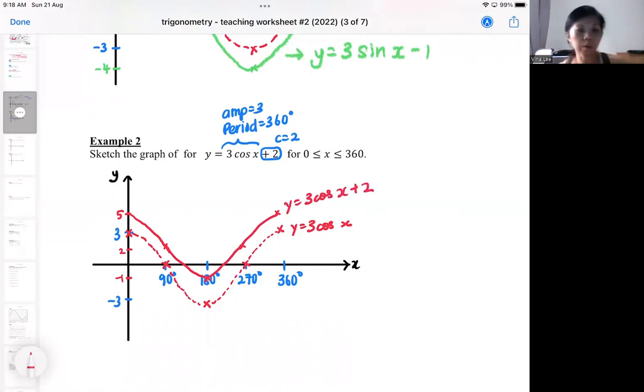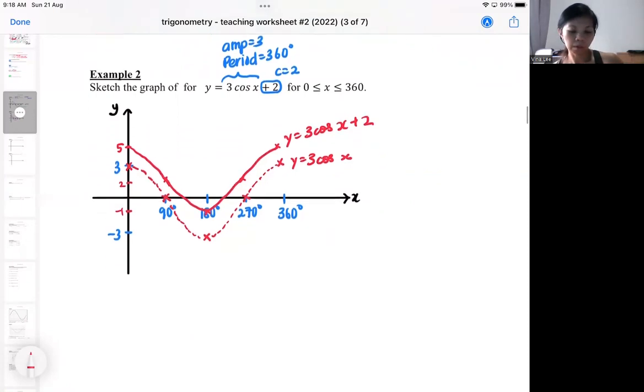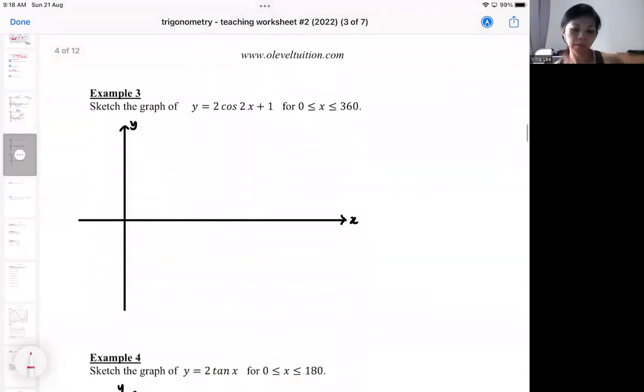Is it okay not to draw the dotted line? I would think it's okay, but some people end up their graph is really ugly and there's no shifting effect. So I will think that it's actually better to draw the dotted graph before you do any shifting up and down. Okay, so let's carry on.